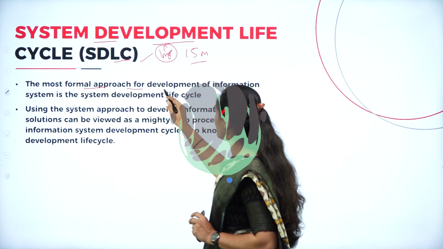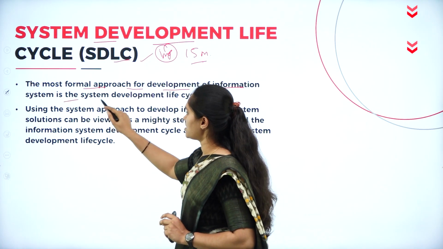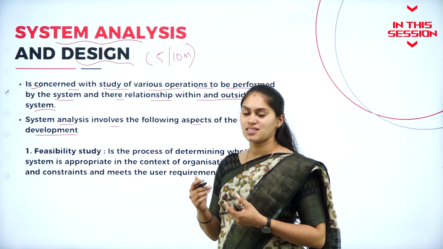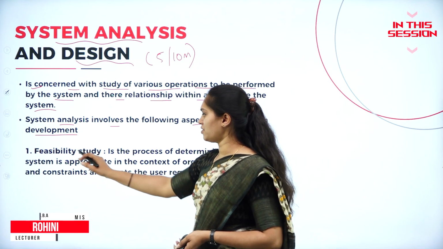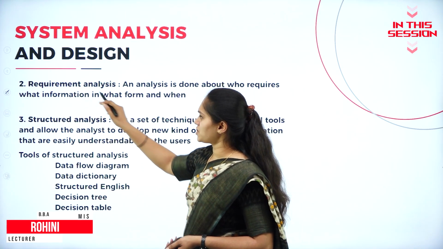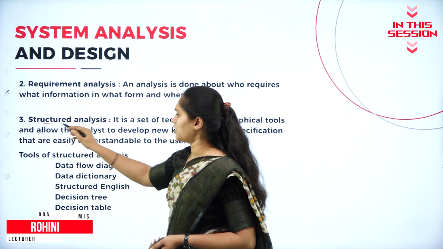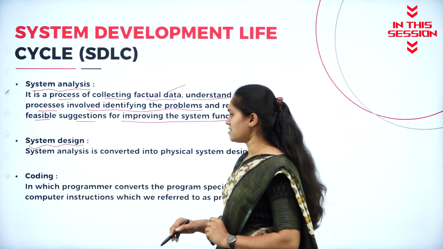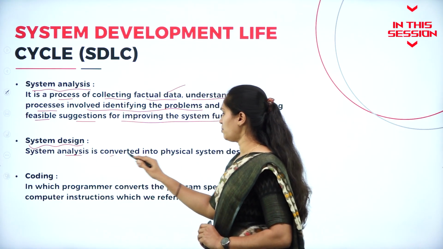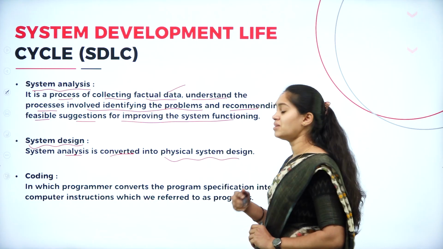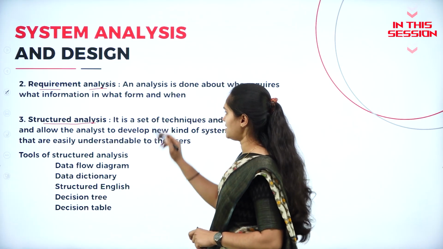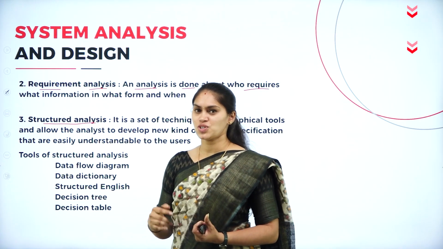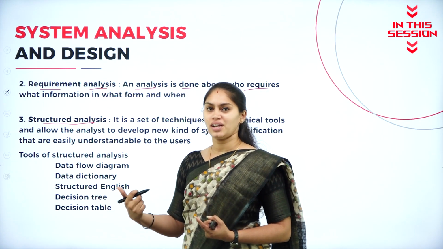Most formal approach for development of the information system in the system development life cycle. Analyze the system in 3 dimensions. That is what a feasibility study, and I need to check out with a requirement analysis, I need to check out with a structured analysis. So in this system design, analysis will be converted into physical system design. Requirement analysis: the analysis is done about who requires what information, at what time, and why.